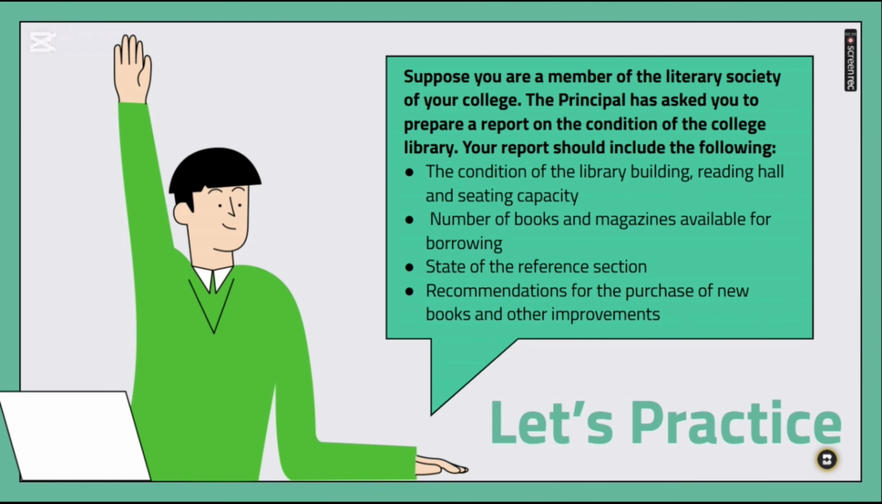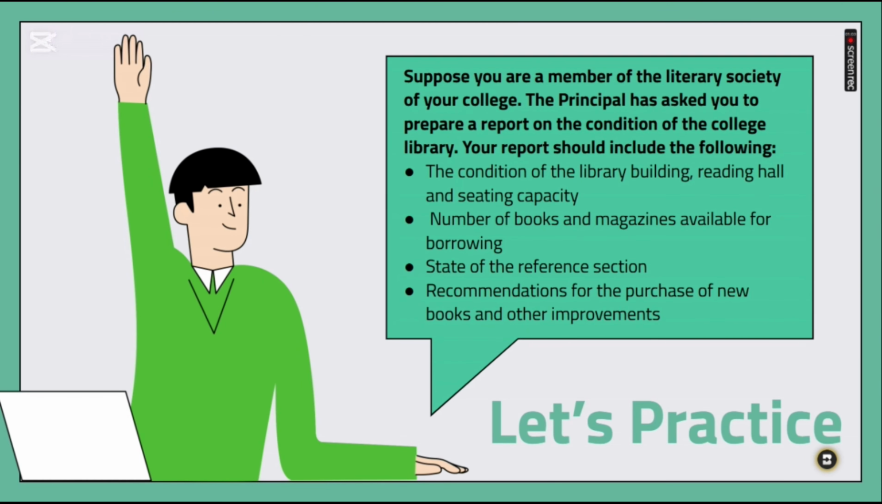Your report should include the following points. Now, these points are going to address the problems that you have, and you have to include them in the body of your paragraph. And you have to make your suggestions and recommendations based on these points and what you have concluded after writing the body paragraph. So the first point is the condition of library building, reading hall and seating capacity.